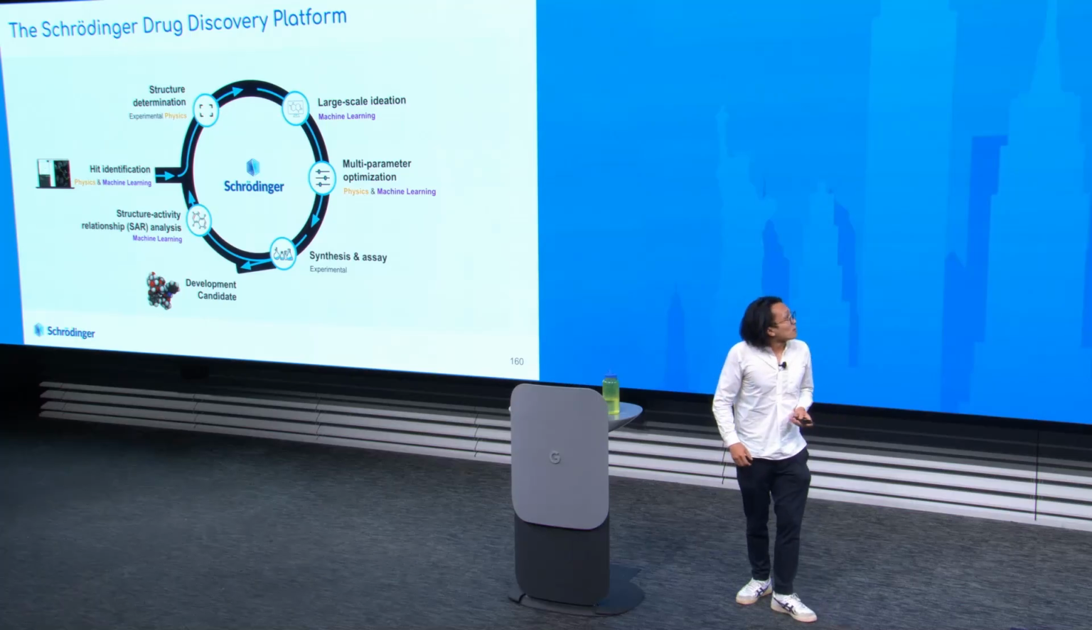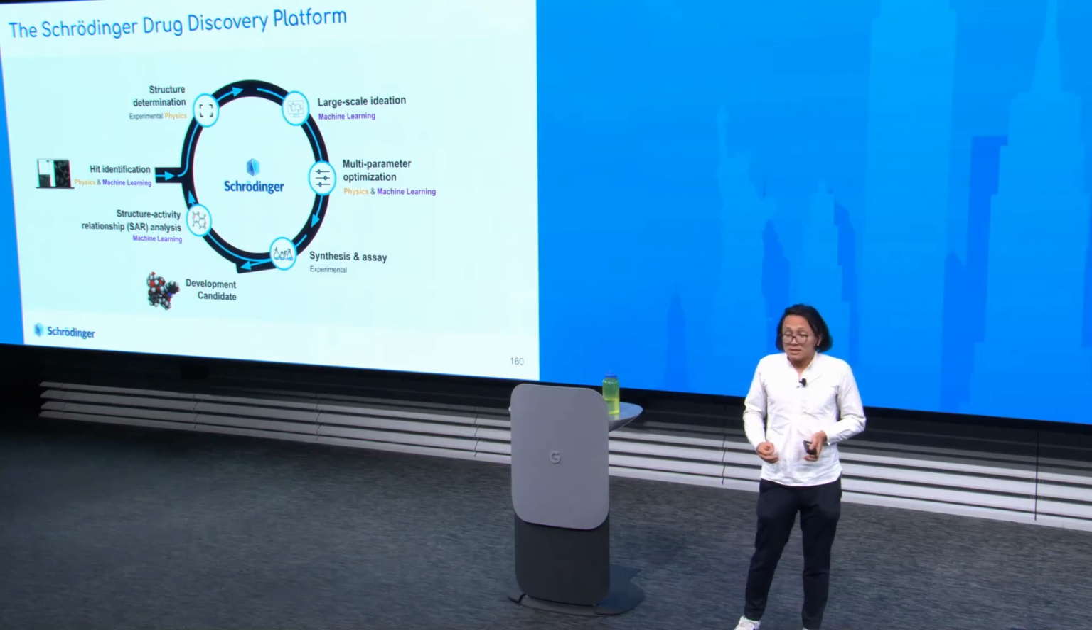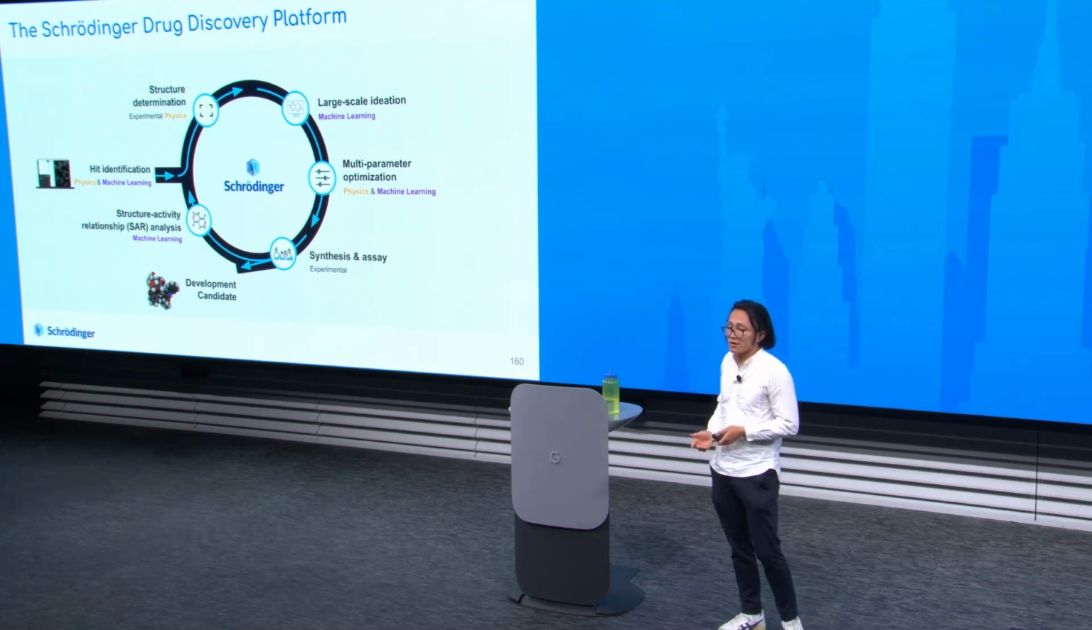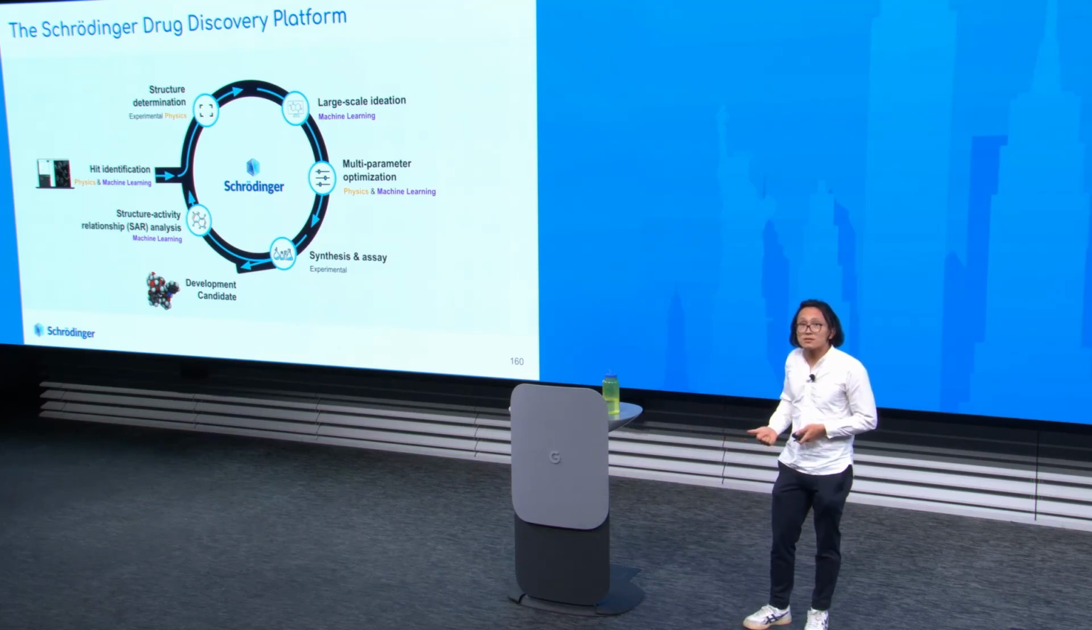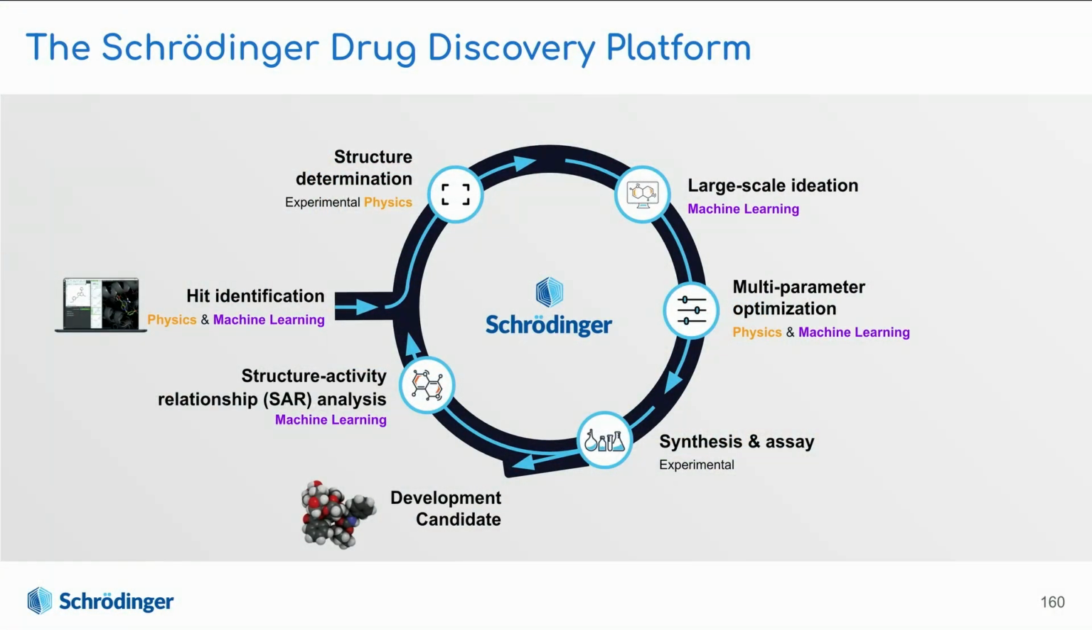So at Schrodinger, we write software to make discovering new novel molecules easy. Our platform supports 2 major areas of molecular discovery. One is drug discovery for therapeutics, and the other is material science. Today, I'll mostly just be describing uses in the drug discovery platform.